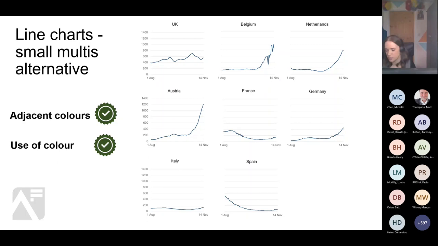So that's the one we've got on there. So that's a really good alternative. But like I said, especially when we've got this many, they are going to get quite small and they can be a little bit hard to make. But they are really good for accessibility, small multiples.